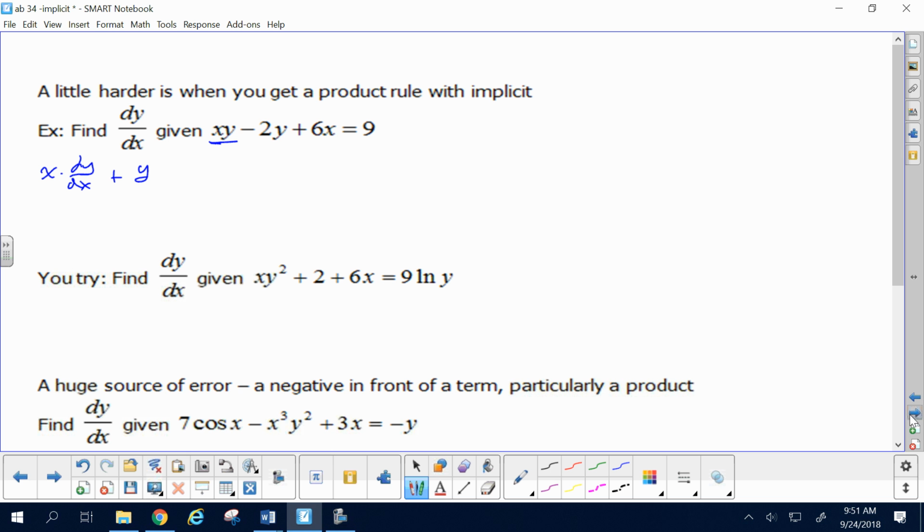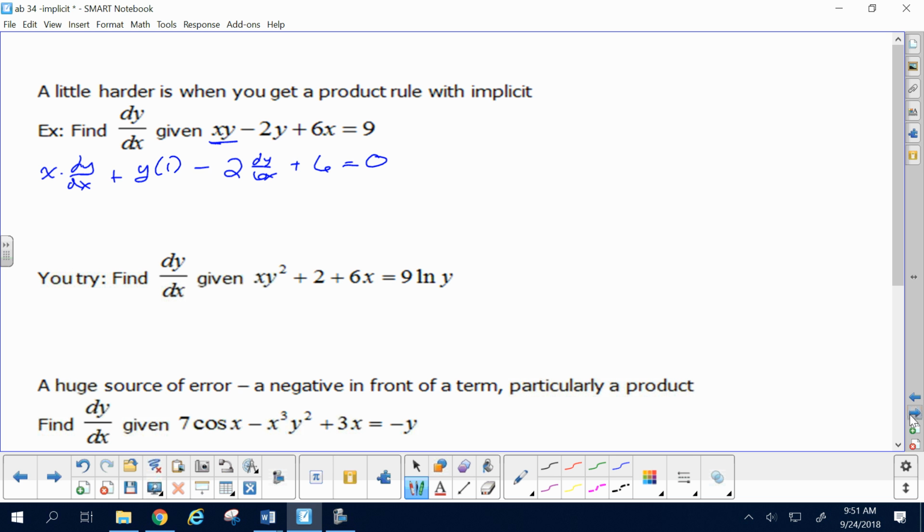Y times the derivative of the first. What's the derivative of the first? That's the derivative of x, which is just 1, which I wrote 1. You could not write it at all. It's fine. Okay. Minus 2y. What's that derivative? Minus 2 dy dx. Perfect. Derivative of 6x. 6 and the derivative of 9.